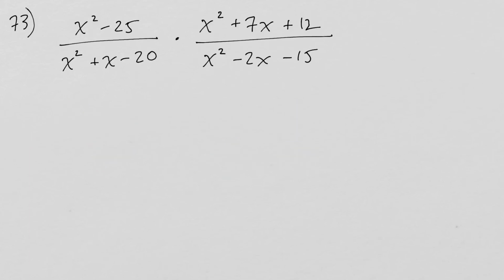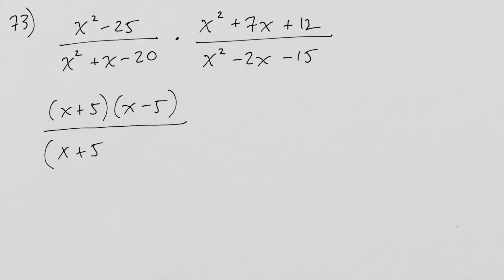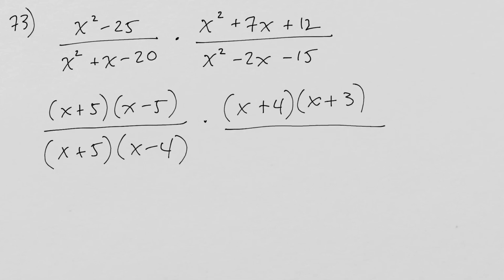Okay, so let's factor the top left. We've got x plus 5, x minus 5, since that's the difference of two squares. On the bottom, we have x plus 5, x minus 4. On the top right, we've got x plus 4, x plus 3. And on the bottom right, we have, let's see, x minus 5, x plus 3. Okay, so let's start canceling. X plus 5s cancel from top to bottom there.